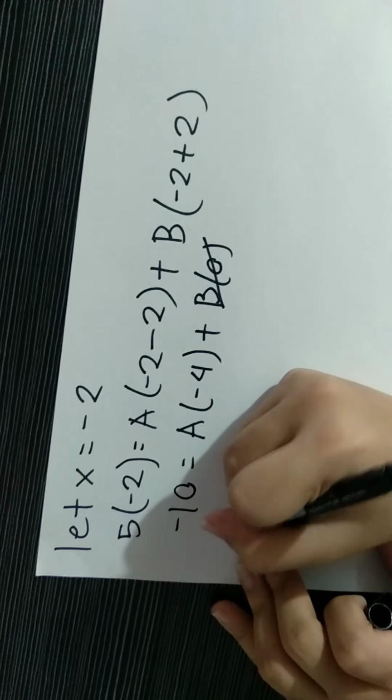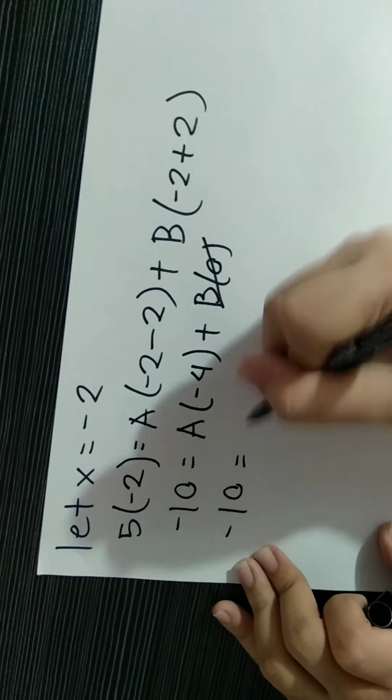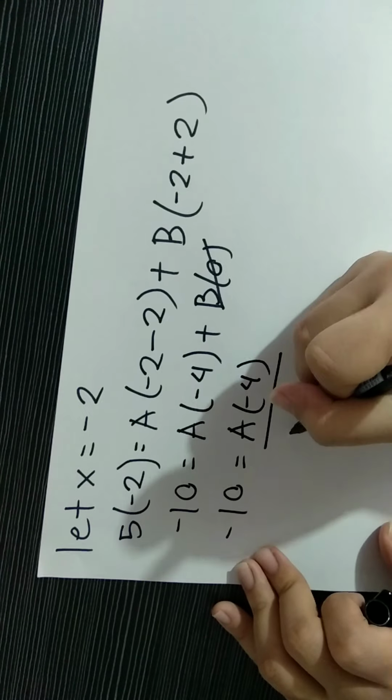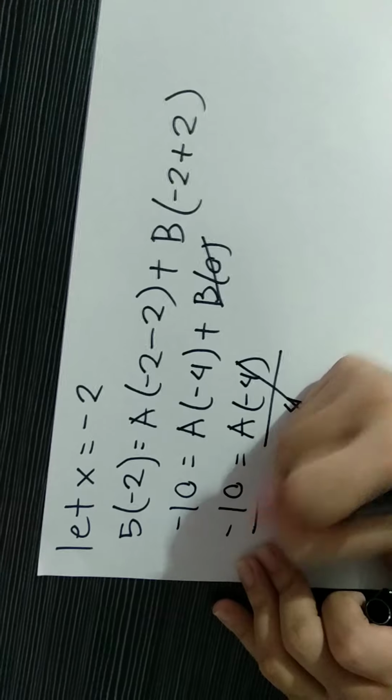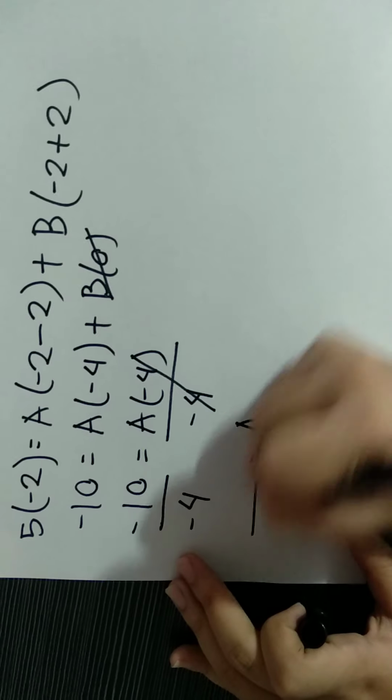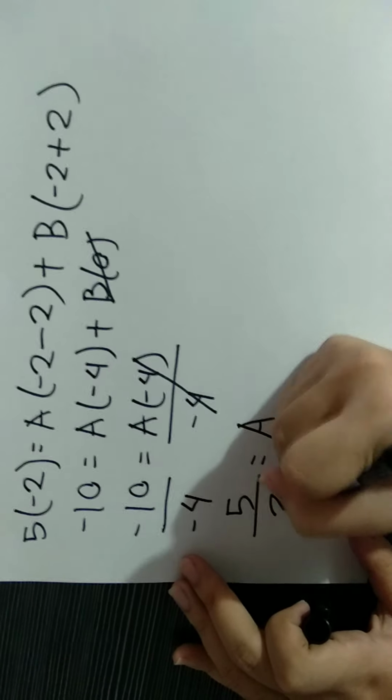Let's cancel this one out. We'll get negative 10 equals a times negative 4, divided by negative 4. Cancel negative 4, and we'll get a equals positive 5 over 2. Now, let us proceed to substitution.